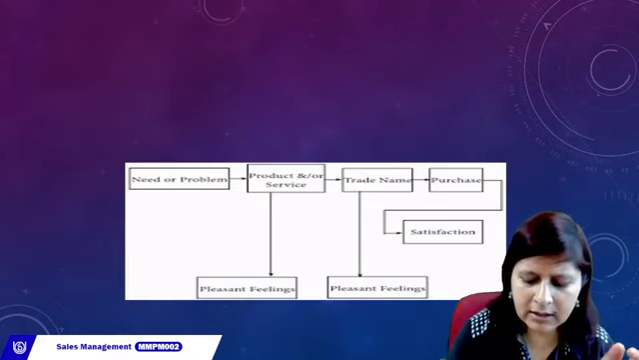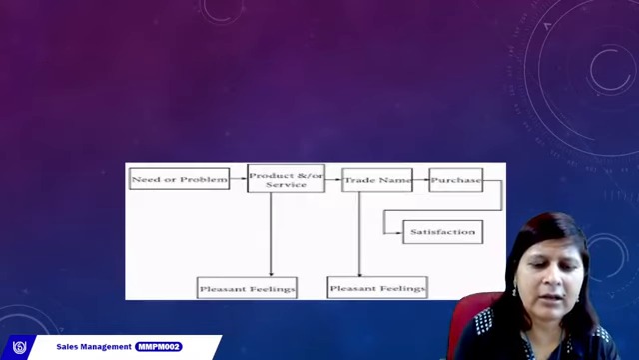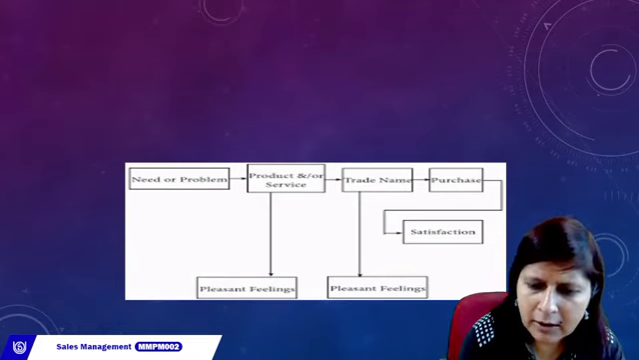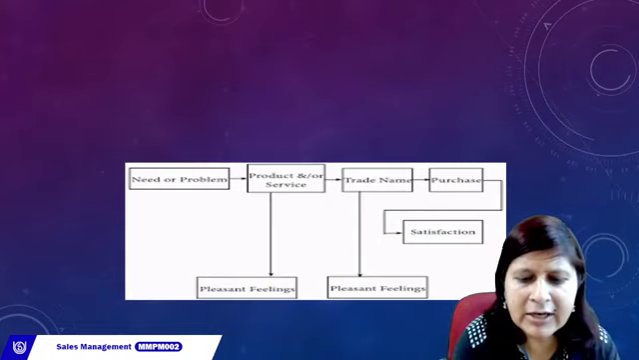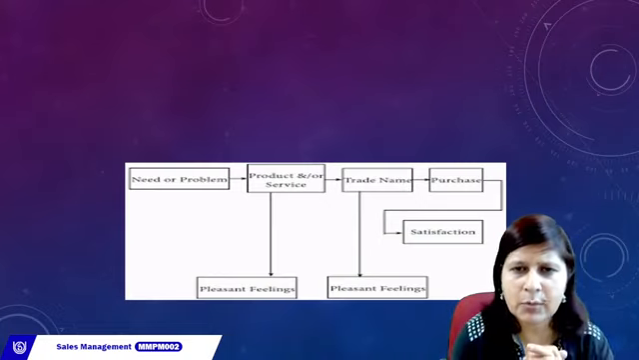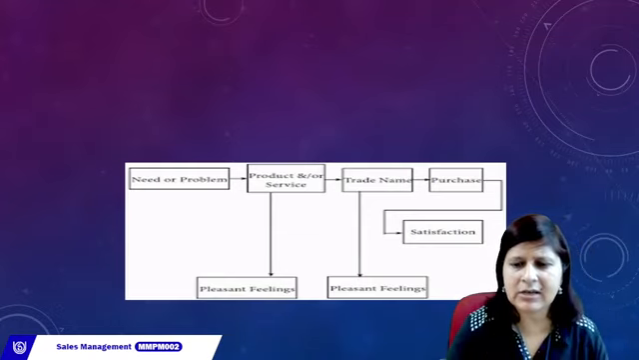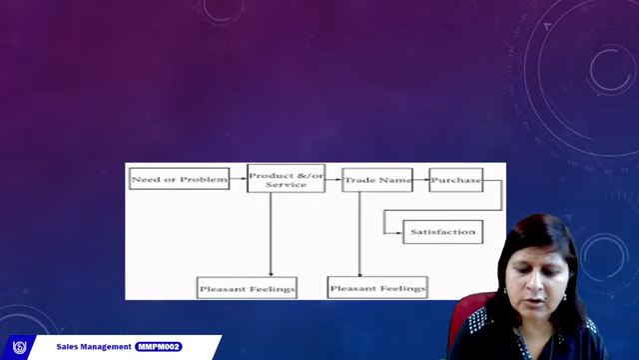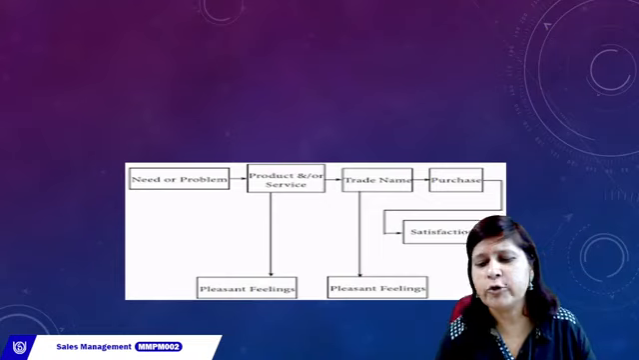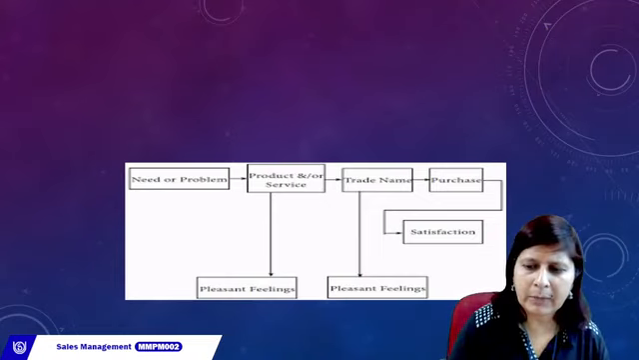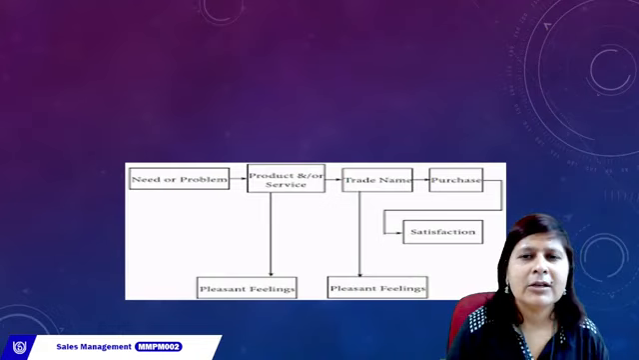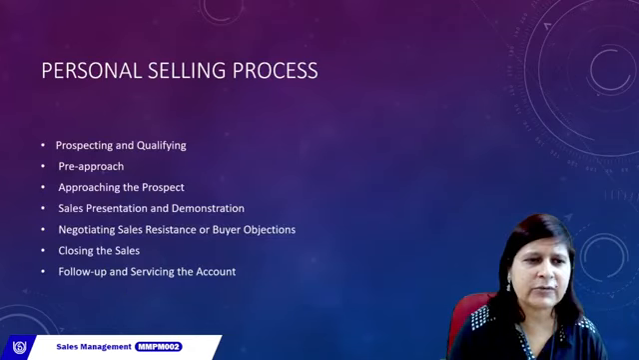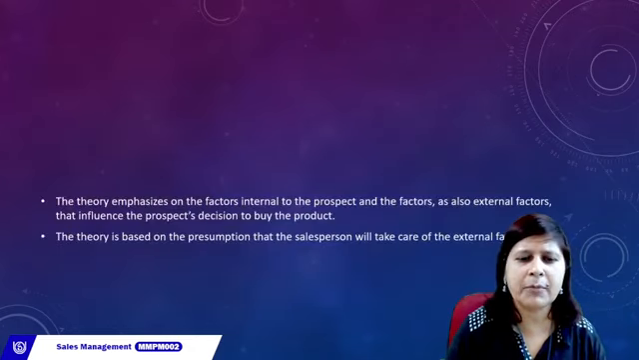So in this theory, that is the buying formula theory, it is very important for a salesperson to understand the need or the problem of the consumer, right? And then it leads to the product or the services, what product or services can solve the problem, right? And then this product and services should lead to a pleasant feeling, and then the trade name, that is, what type of product or of which company's product you would like to purchase, right? Then it leads to purchase and the satisfaction. So all this plays an important role, right?